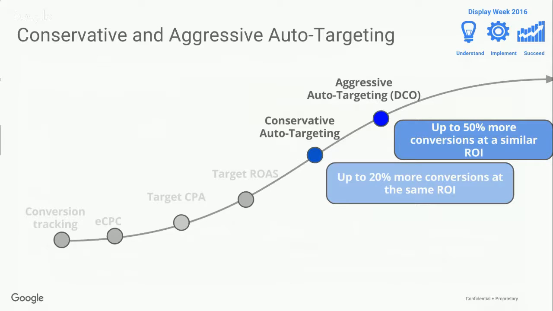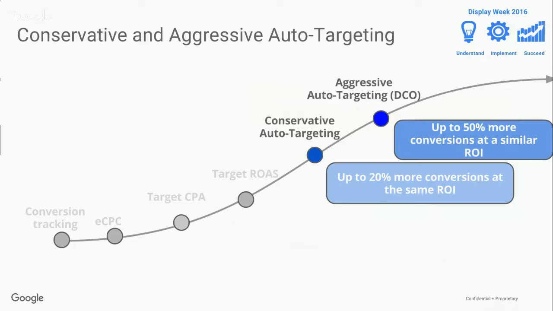So with conservative, we hit that ROI or CPA target very well. With aggressive auto targeting, you might have a little bit of deviation, but you'll have to think about whether it is worth it in terms of getting 50% more conversion volume. And I think the deviation is between 5 to 10% in terms of your ROI or your CPA targets.